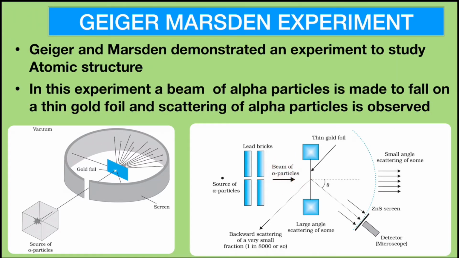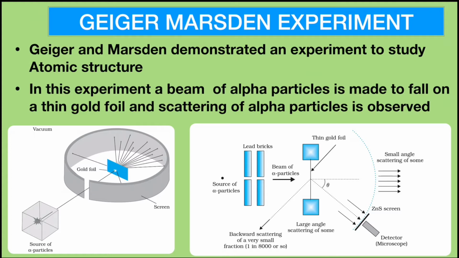It is done by the collimator, and the collimator is lead bricks. These lead bricks are used to collimate the emitted alpha particles into the beam of alpha particles. When this beam of alpha particles falls on the gold foil, which is very thin, you can see here the order of thickness is 10^-6 meter to 10^-8 meter.